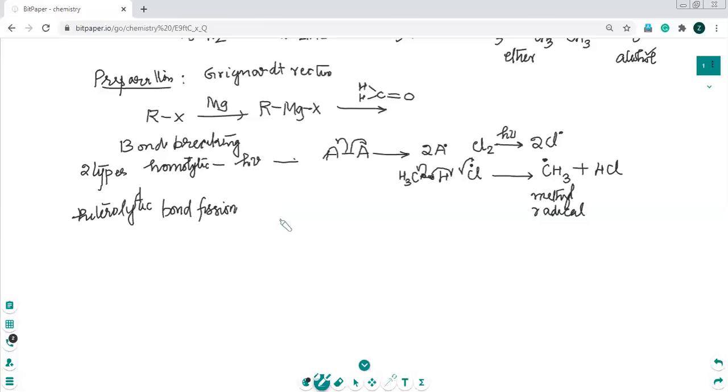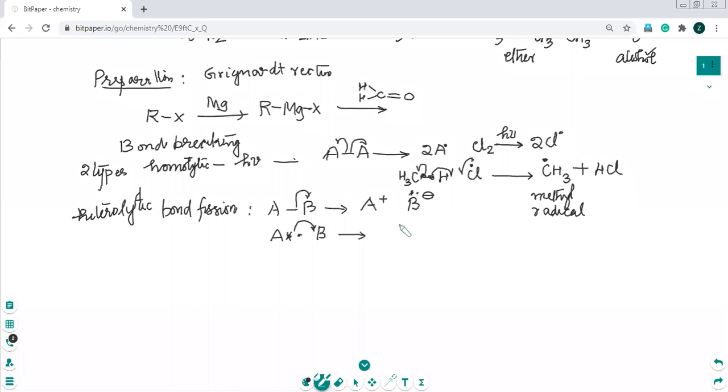Now, what is heterolytic bond fission? I have a bond between 2 atoms, A and B. The bond will break towards B. That means both the electrons will go to B. So I will rewrite this with 2 electrons. An arrow like this means both the electrons are moving towards B. So A has lost an electron, therefore it becomes positive. B has gained an electron, it becomes negative. Actually, this electron belongs to A and this electron belongs to B, but now B gets both the electrons, and therefore it attains a negative charge.